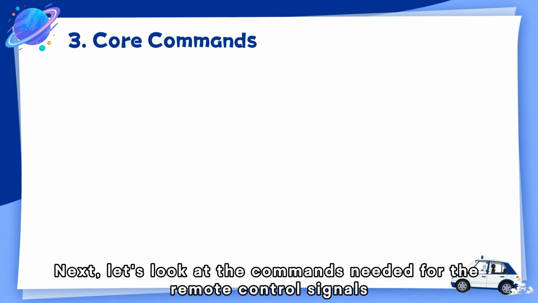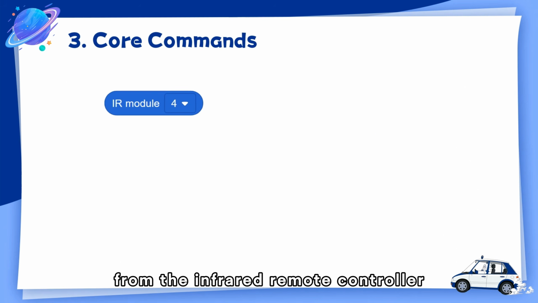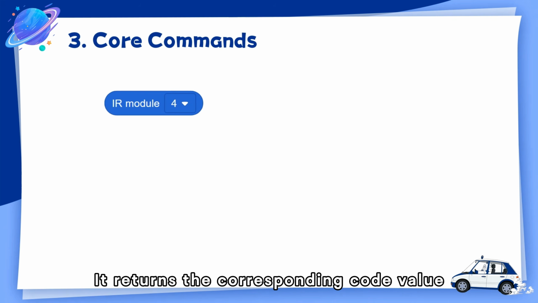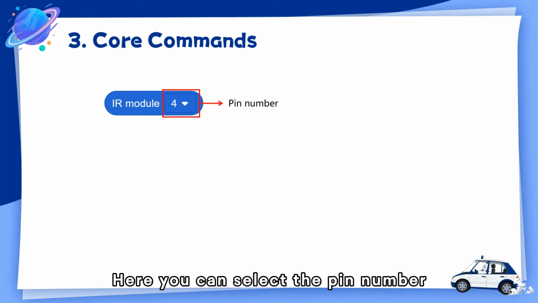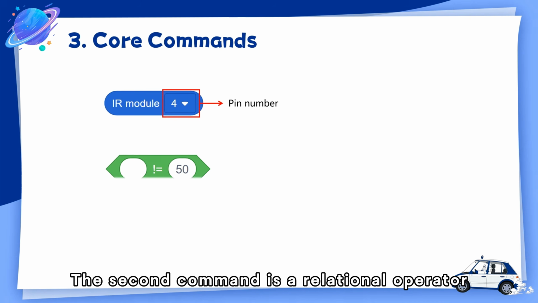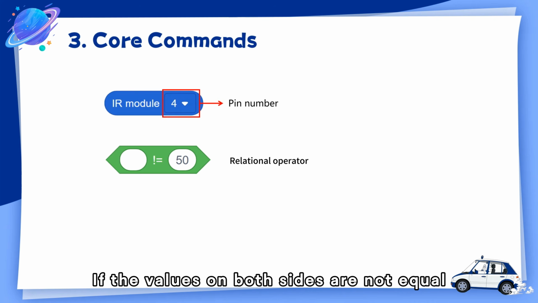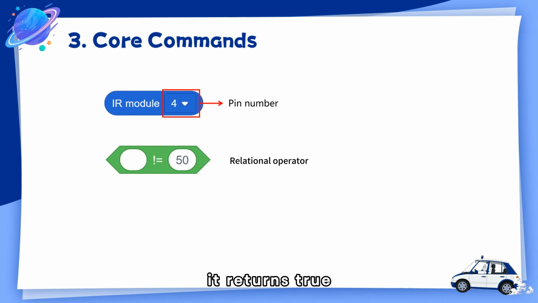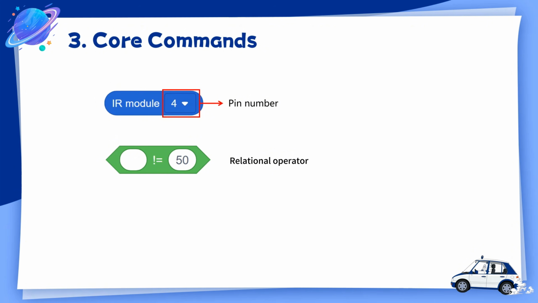Next, let's look at the commands needed for the remote control signals. The first command can obtain the code value from the infrared remote controller. If an infrared signal is received, it returns the corresponding code value. Otherwise, it returns 0. Here you can select the pin number. The second command is a relational operator that determines whether the values on both sides are not equal. If the values on both sides are not equal, it returns true. If they are equal, it returns false.